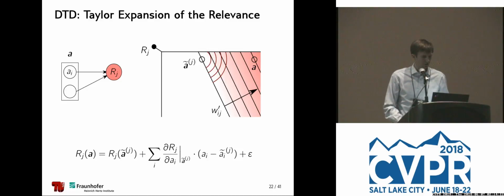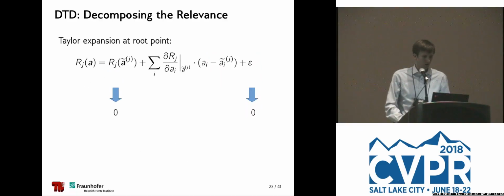So the relevance as a function of the activation in the previous layer can be seen as first the relevance evaluated at the reference point, then plus a sum of all the first order Taylor expansion terms, and then plus an epsilon, which is everything which is second order, third order, or higher order. Because it's a linear function, or at least it's linear on the domain we are looking at, the epsilon is zero. And also because we take the reference point right next to the hinge of the ReLU function, the relevance score at this position is also zero.